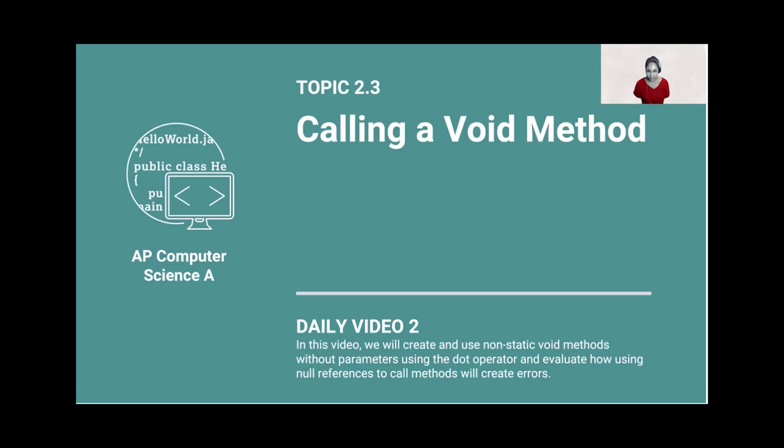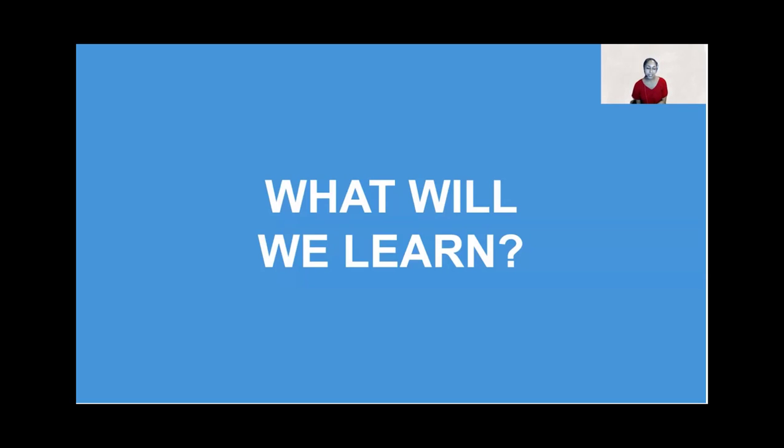Here we're going to look at void methods a little bit more and look at how we can call and use those non-static void methods without parameters using the dot operator. And we're also going to look at what's going to happen if I try to call a method on a null reference. So what are we learning today?